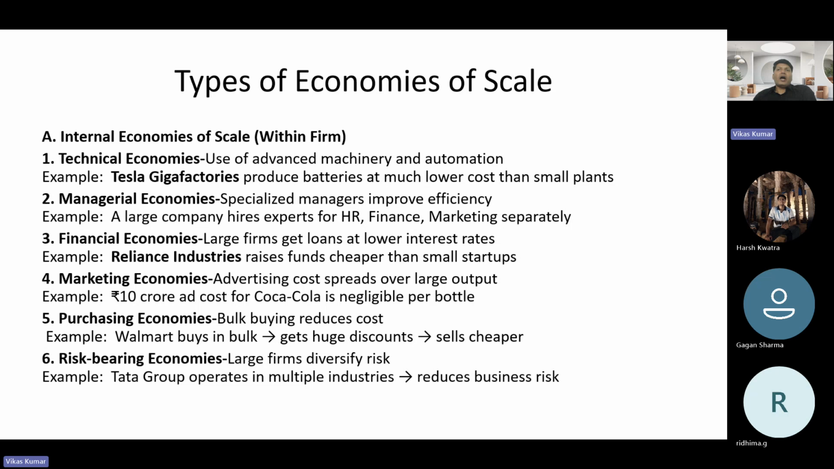Earlier, Adani were only into FMCG, they were into ports, but now they are into energy also. They are into cement also. Many firms have expanded. So these risk-bearing economies can only happen with large firms. All these factors are within a firm, within an organization. That's why we call them internal economies of scale, because of the technical competencies, the managerial economies, the financial economy, the marketing economy, or purchasing or risk-bearing economies.